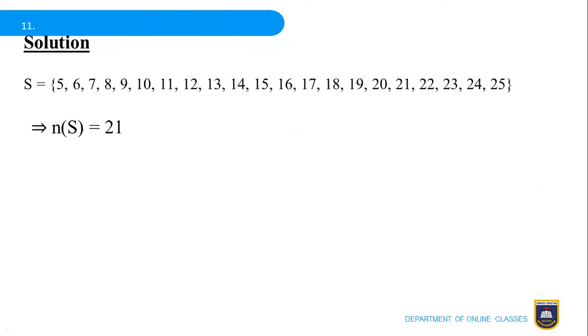Solution to the first one. First, we need to write the sample space. So let's get all the events there. We are referring to all integers from 5 to 25, and that will give us 5, 6, 7, 8, 9, 10, 11, 12, 13, 14, 15, up to 25. If you count all the numbers from 5 to 25, it gives us 21. So your sample space is equal to 21.